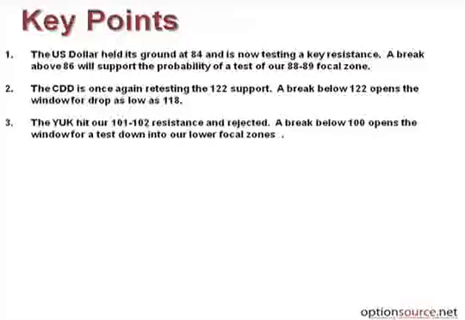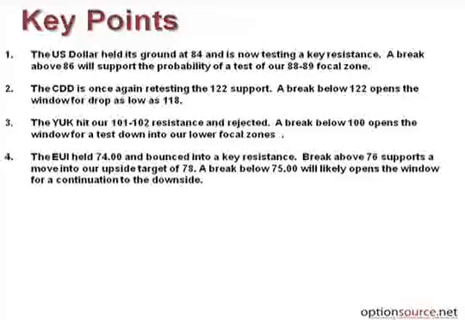The YUK hit our 101-102 resistance level and rejected. A break below 100 opens the window for a test down into our lower focal zones. The EUI held at 74 and bounced into a key resistance. Break above 76 supports a move into that upside target of 78. A break below 75 will likely open the window for a continuation to the downside.